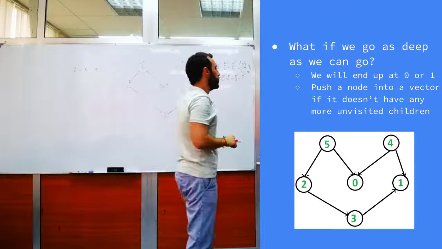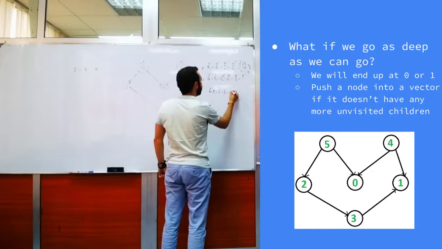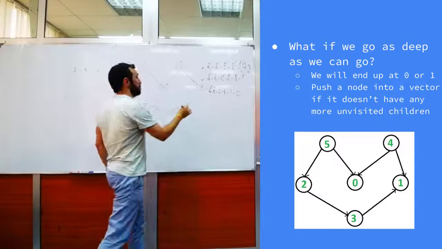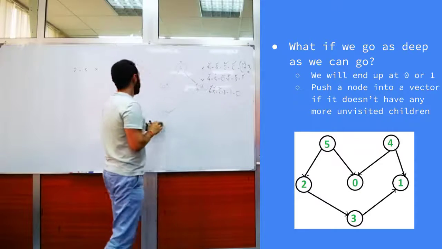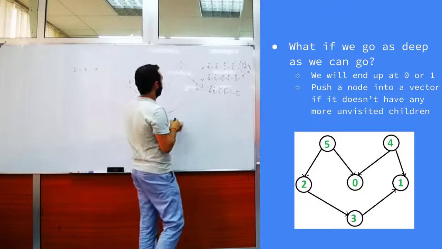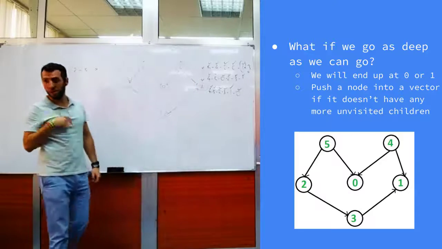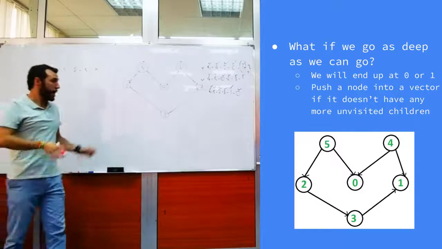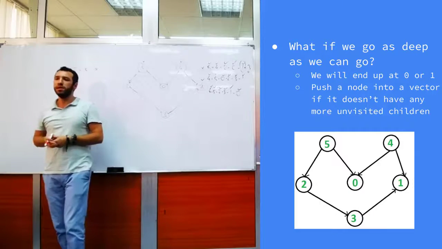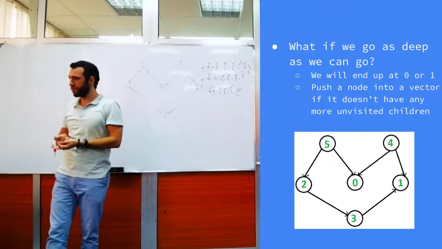And let's evaluate the last one: 4, 5, 2, 3, 1, 0. So 4, 5, and then we have 2. That's good. And then we have 3. That's good too. And then we have 1. That's fine. And finally we have 0. So this is also another topological order. And as you see, for a given graph, a topological order does not have to be unique. There can be multiple topological orders.